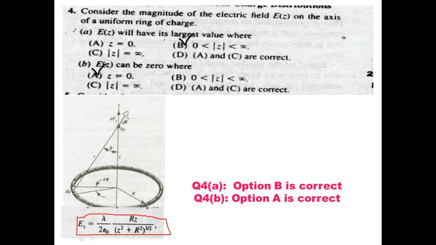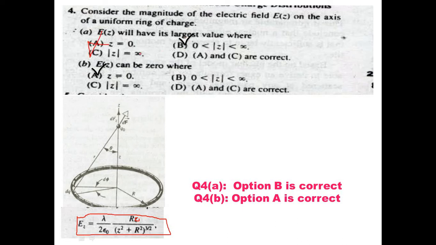So E of Z will have its largest value where? Where is it having the largest value? I have already written here 0 is less than Z is less than infinity. How is it possible? Start from the first option, Z is equal to 0. Why is it not 0? Here r is multiplying with z. If I put z is equal to 0, then all of the EZ will be 0, and we are asking about the largest value, so this option is incorrect.